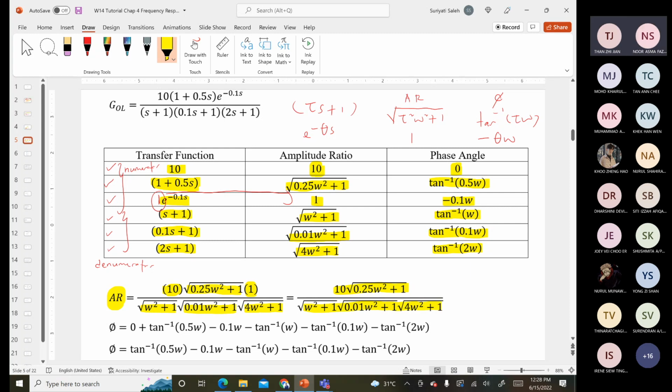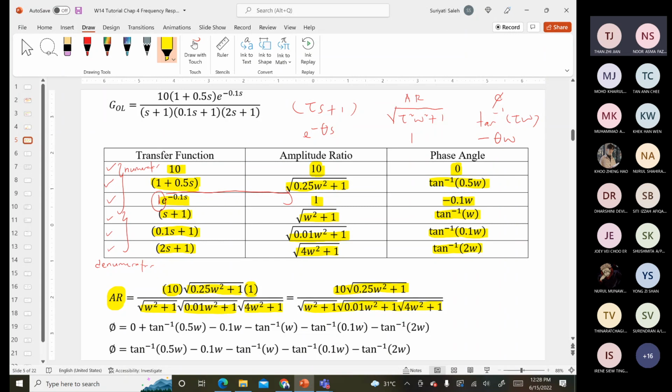So this is what we call the expression for amplitude ratio. Meaning that in order to obtain the value of AR, we will substitute the value of frequency. Whatever the value of the frequency will determine the value of your amplitude ratio.